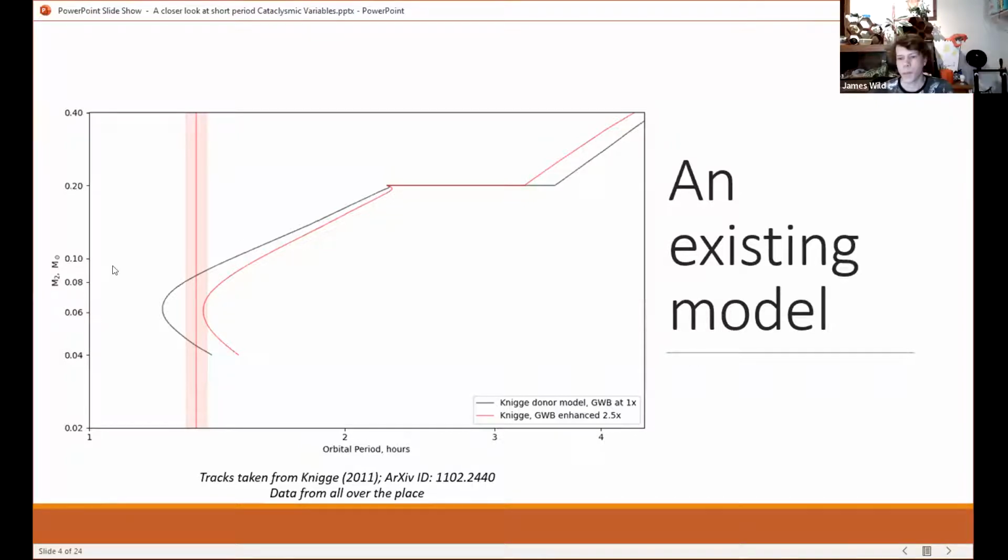The Knigge track is about as good a model as we have right now, but out of the box, it doesn't really line up with the observations. That turnabout period, the period minimum, is a pretty good rough guide on how well a model is doing. And you can see that the black line isn't great.